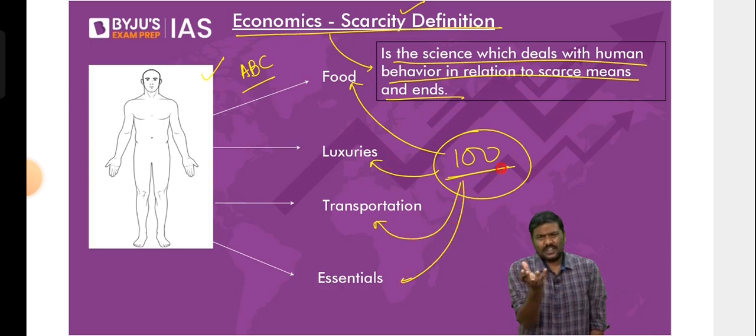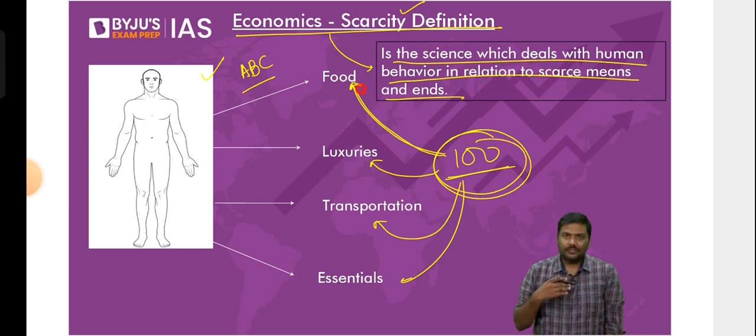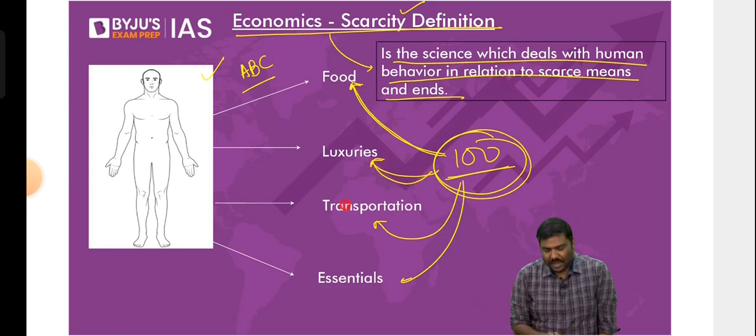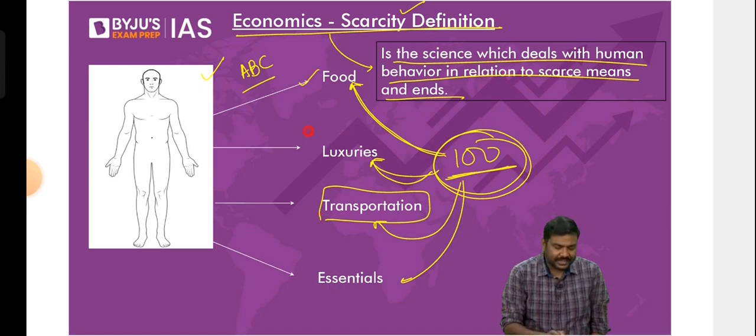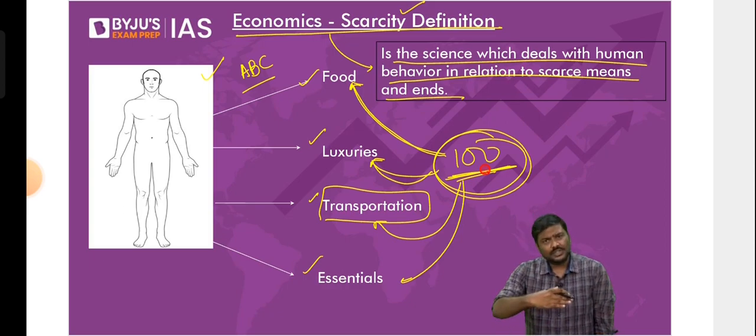The person has 100 rupees, nothing more, nothing less. Using that, he has to take care of requirements such as food, essentials such as clothes, luxury products such as perfumes, and also transportation. Now, the problem is the 100 rupees that is available is not sufficient to cater to all the requirements. I repeat, it is not sufficient to satisfy all the requirements.